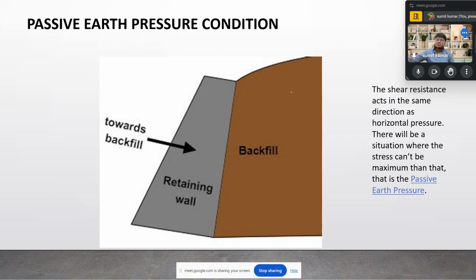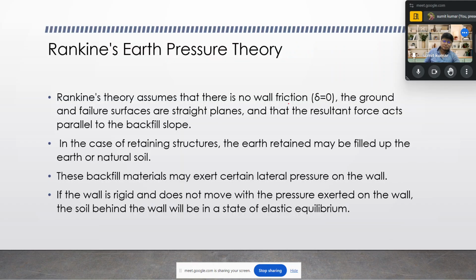Now, when we say what happened in this case, we are talking about the cases which could take place during this condition. In the case of a retaining structure, the earth retained may be filled-up earth or natural soil. These backfill materials may exert a certain lateral pressure on the wall, and if the wall is rigid and does not move with the pressure exerted on it, the soil behind the wall will be in a state of elastic equilibrium.